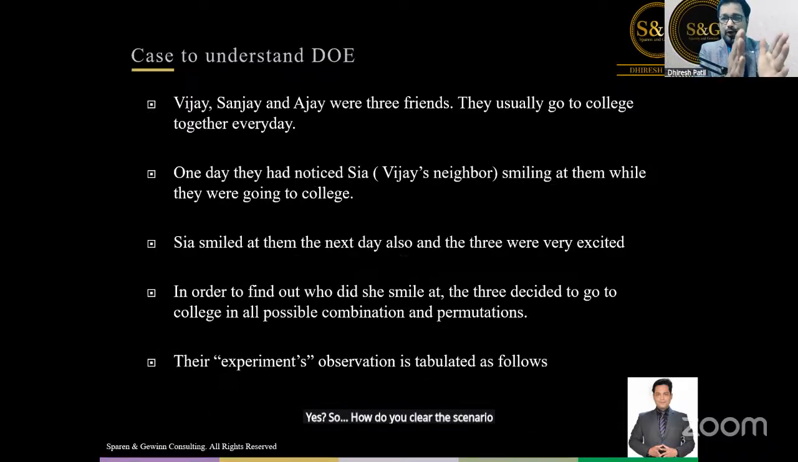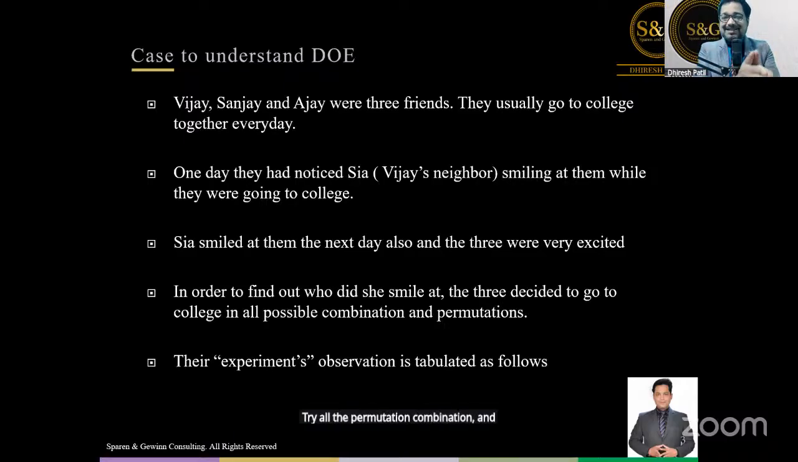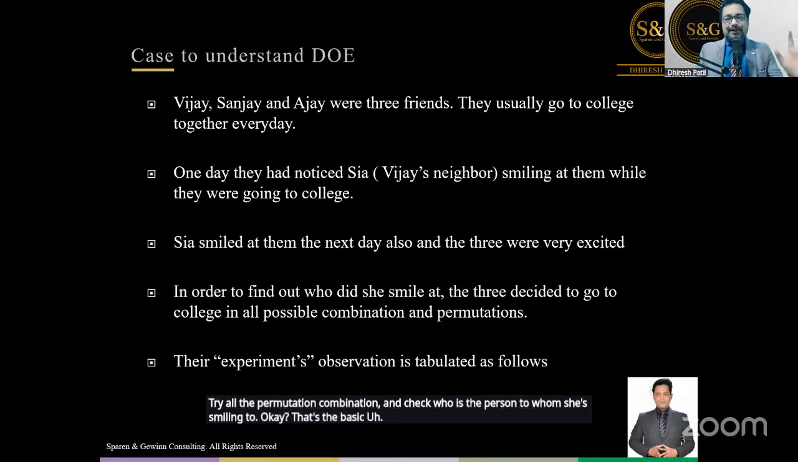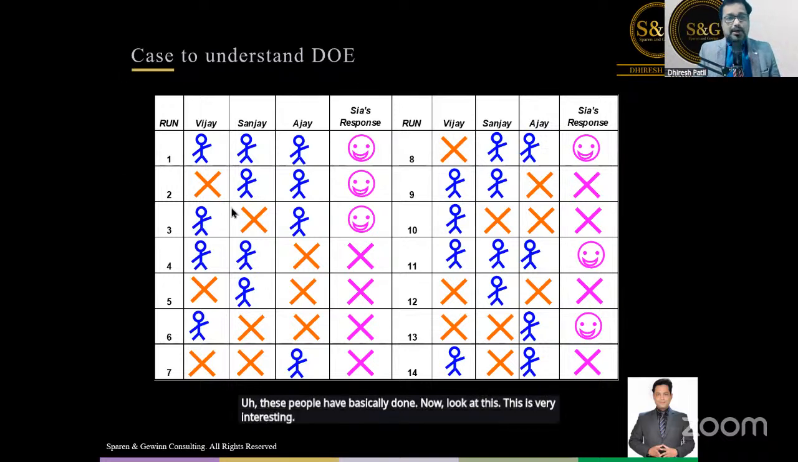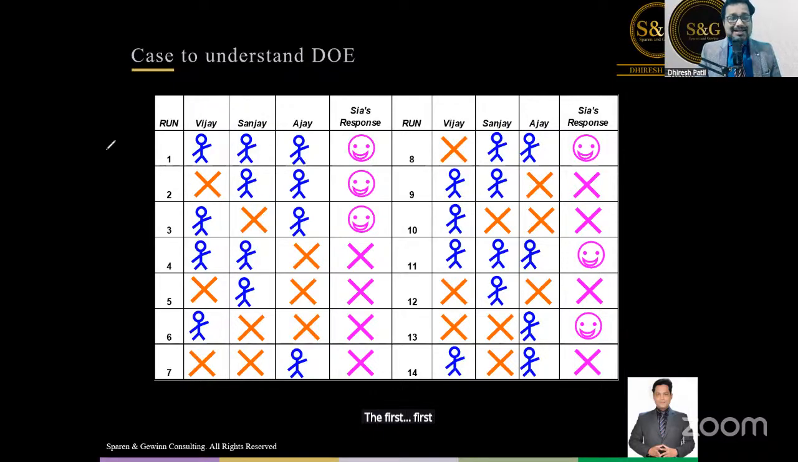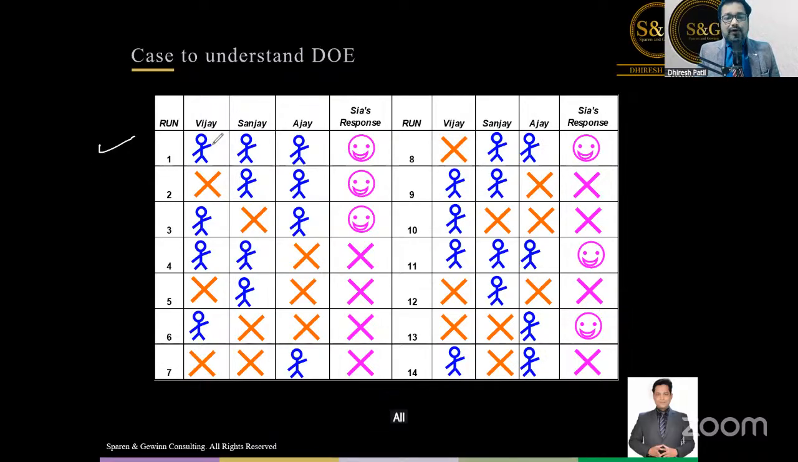There are three boys going to the college and one girl who is smiling at them. They don't know to whom she is smiling, and they create an experiment. They decide to do an experiment, try all the permutation combinations, and check who is the person to whom she is smiling. Okay, that's the basic background. So this is an experiment these people have basically done. Now look at this. This is very interesting. The first experimental run. What is an experimental run? The first combination, where Vijay, Sanjay and Ajay, all three were there, and Sia smiled.